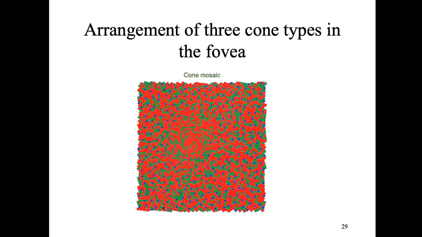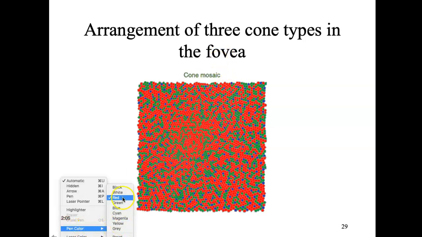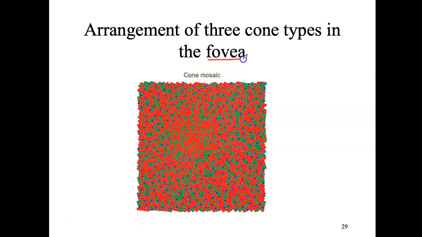So this is the arrangement of these. Look, you have red, green, and blue. Do you notice? So those are 3 cone types that you find in the fovea. Fovea is just one region of the eye that has hyper-concentrated neurons. So they pick that area to make the picture.